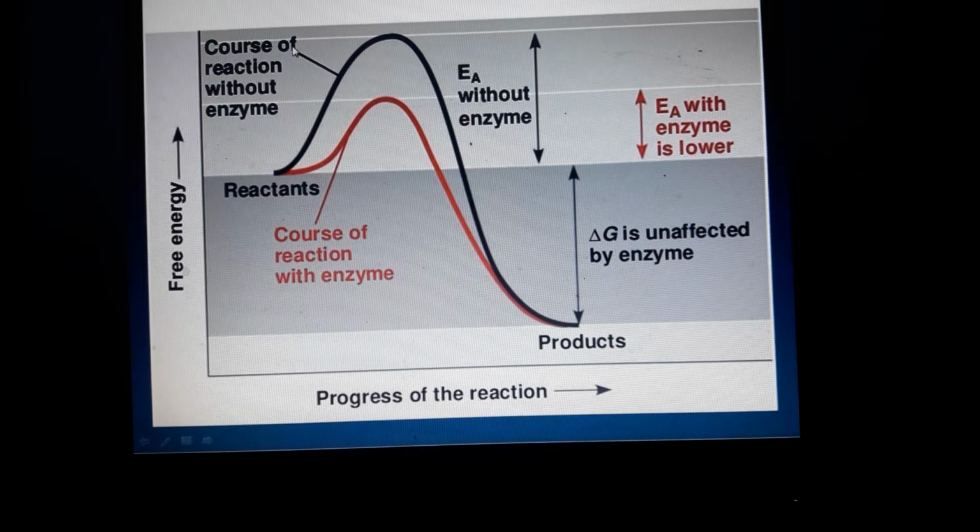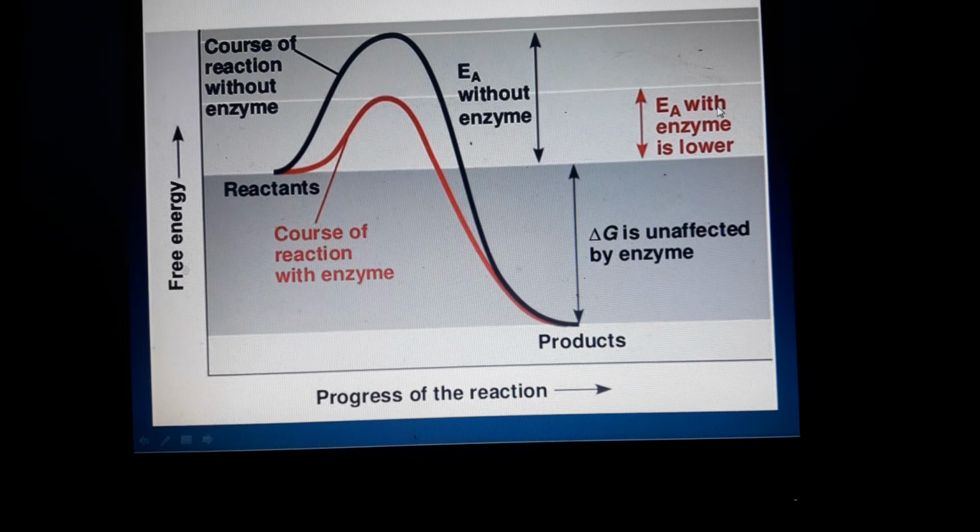So based on that illustration kanina, the course of reaction without enzyme, if you try to see, that is considered to be steep, mataas. Okay, so without enzyme, the energy is considered to be intact, and if there is an enzyme, these are your reactants, mataas, so the reaction is considered to be slower. And the course of reaction with enzymes, makita nyo bumaba na siya, this is the red one, it will form the product. So the energy is unaffected by the enzyme, so EA with enzyme is considered to be lower. So walang changes yan.